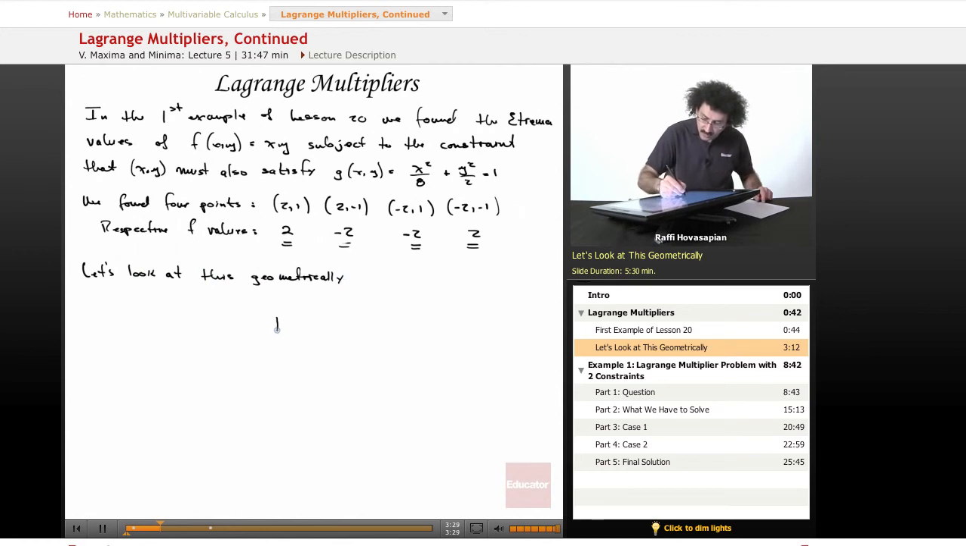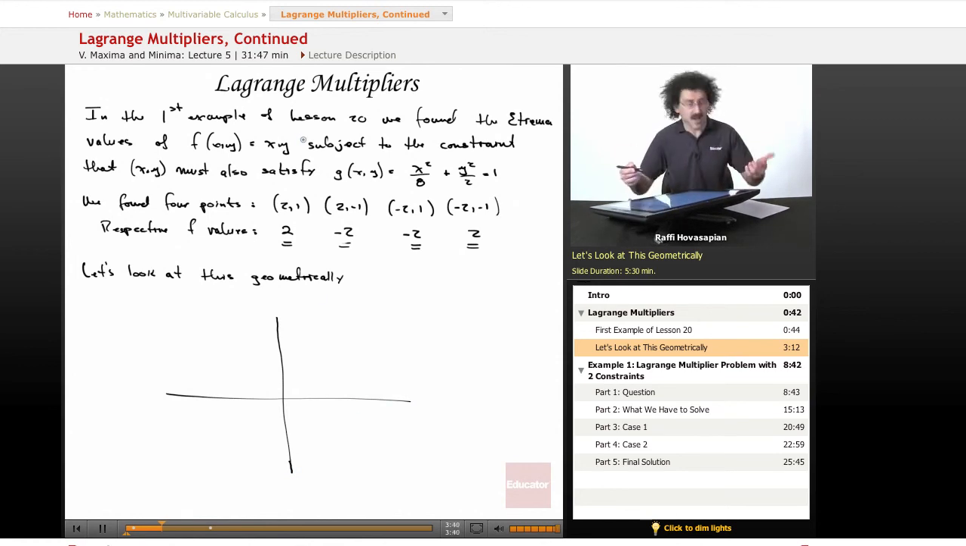I'm going to draw a little x y plane here. Again, we're looking for points x y in the x y plane that maximize this function x y, but that also happen to lie on the ellipse. If you do the level curves of x y, in other words x y equals some constant, x y equals 3, x y equals 2, x y equals 5 halves, whatever, you're going to get a series of hyperbolas. First we want to make sure that x and y satisfy this equation, in other words, that they lie on this ellipse.